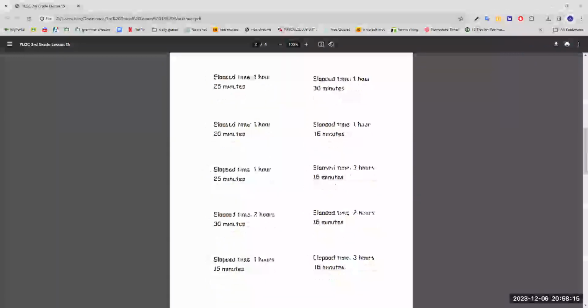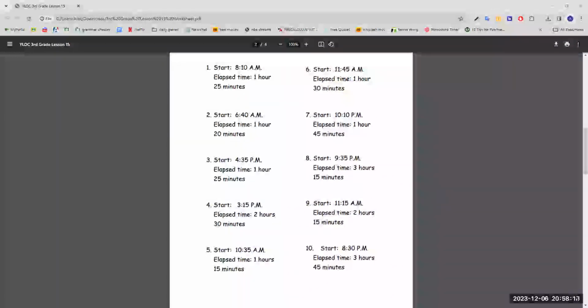Now, number 3, the start time is 4:35 p.m. and the elapsed time is 1 hour and 25 minutes. 35 plus 25. 5 plus 5 is 10. 3 plus 2 plus 1 is 6, so 60. And 4 plus 1 is 5. We have 5:60. And again, 60 minutes just translates to an hour. So the 5 becomes 6 p.m.